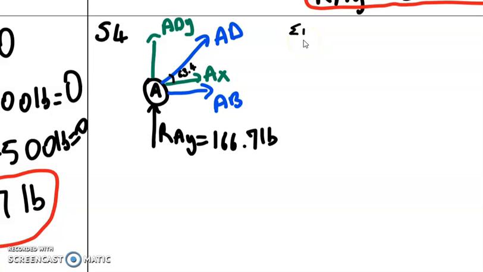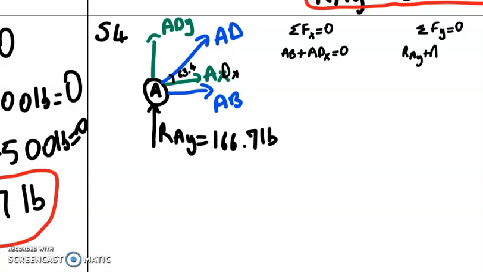So sum of all forces on the x direction should equal 0, and sum of all forces on the y direction should equal 0. So on the x direction we have AB plus ADX, this is ADX, should equal 0. On the y direction we have RAY plus ADY that equals 0. So right now let's write all things we know.